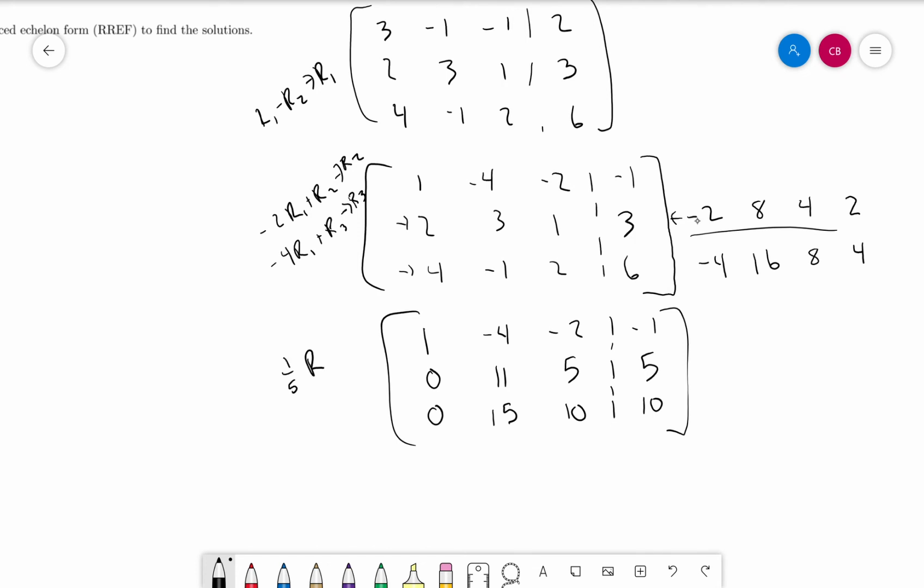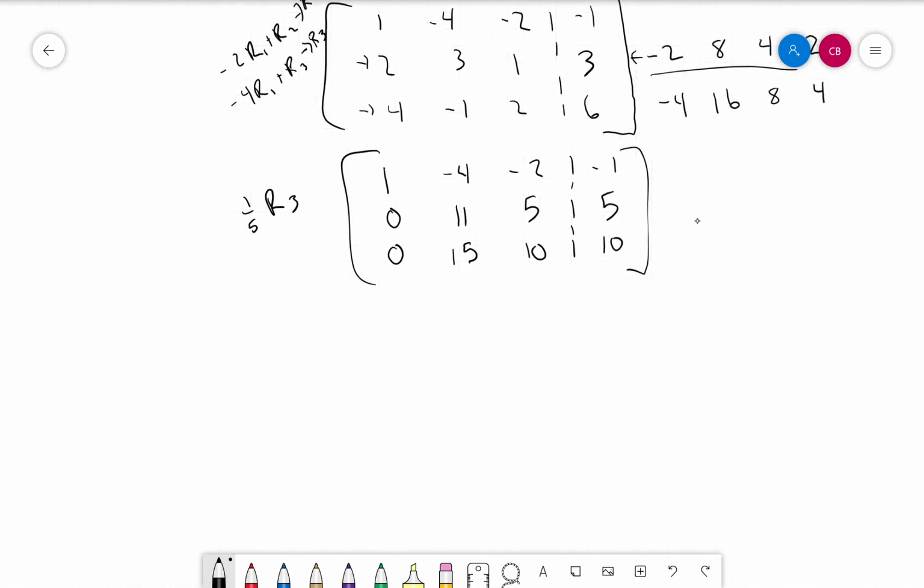1/5 times row 3. And I'm going to also switch row 2 and row 3 real quick. I'm going to do it in one step so I don't have to do 2 different writings. So we've got 1, -4, -2, -1. And then I'm going to replace row 3 with row 2, so 0, 11, 5, and 5. I'm going to just do this step now.